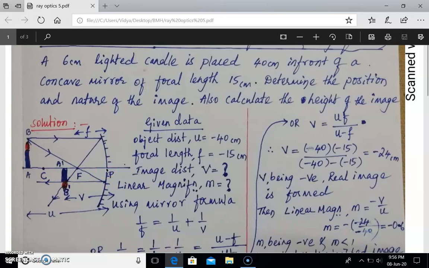So already we have discussed in detail the image formation in various cases: object at infinity, object beyond C, object at C, object between F and C, object at F, and object between F and P. So this is the case wherein the object is placed just beyond C. So as per our knowledge, the image will be formed between F and C. Nature of the image is real, inverted and diminished.